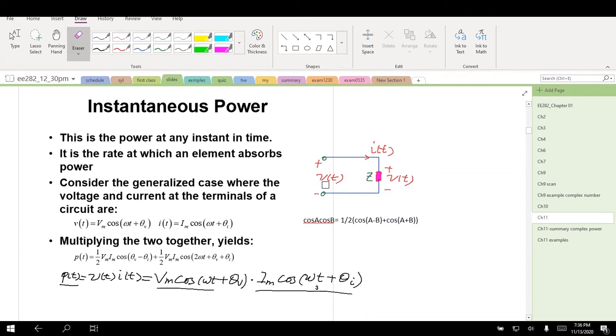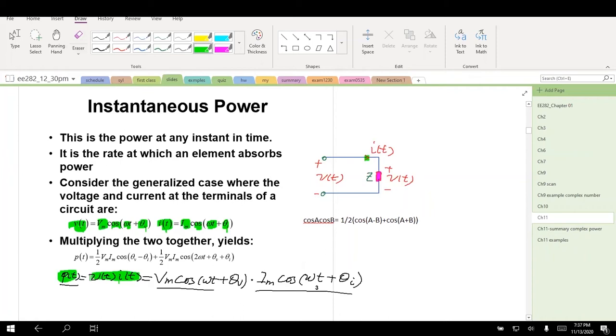They are sinusoids. Let's assume that v(t) equals Vm cosine(omega t plus theta V), where theta V is the phase of the voltage. And i(t) equals Im cosine(omega t plus theta I), where theta I is the phase of the current. So what's the instantaneous power? And you can see that the passive sign convention is followed.